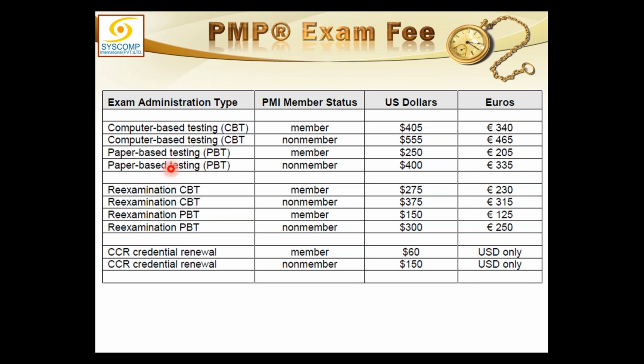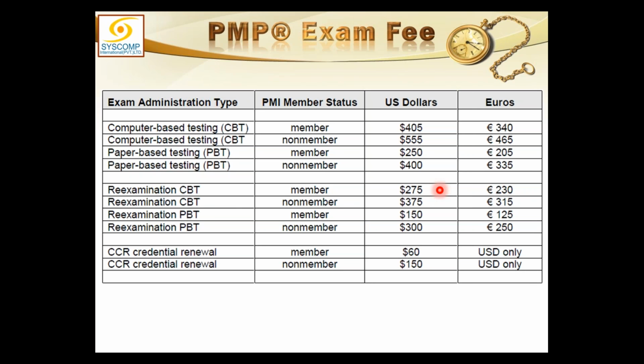Anyways, for re-examination, if you could not clear it the first time and your one year waiver or one year period is still on, you can, as a member, reapply for $275.